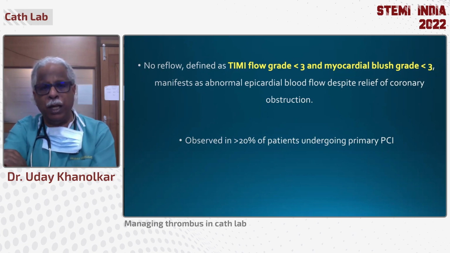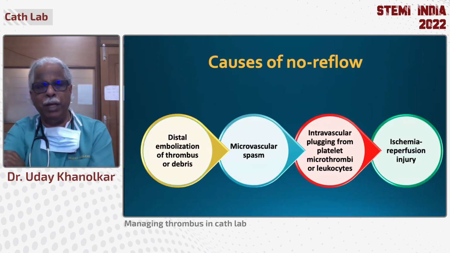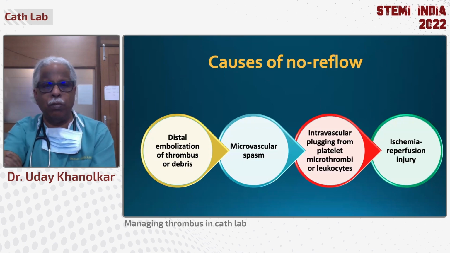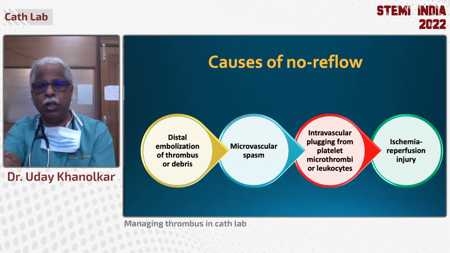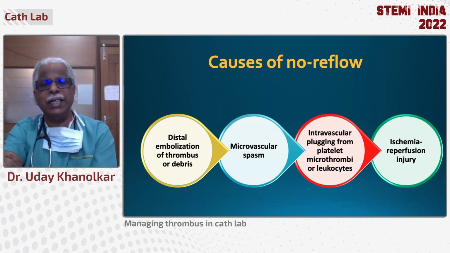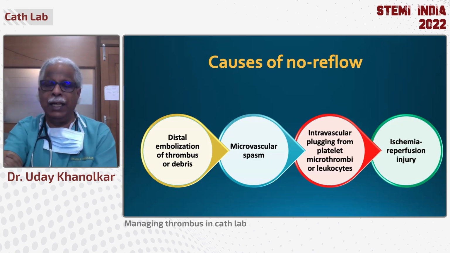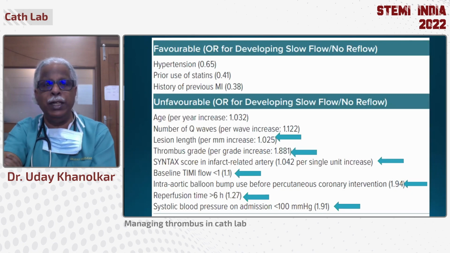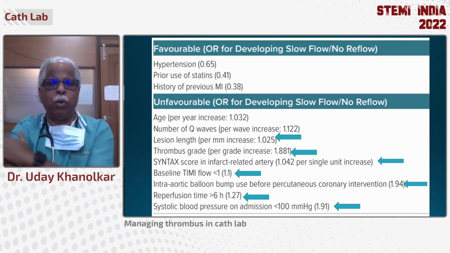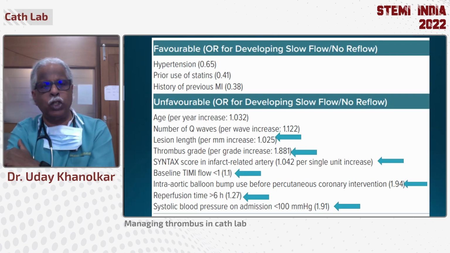And this occurs in more than 20% of patients undergoing primary PCI. This occurs due to distal embolization of the thrombus or the debris, intravascular plugging from the platelets and microthrombi in the small vessels, giving rise to release of cytokines, which can give rise to microvascular spasm and ischemia and reperfusion injury.